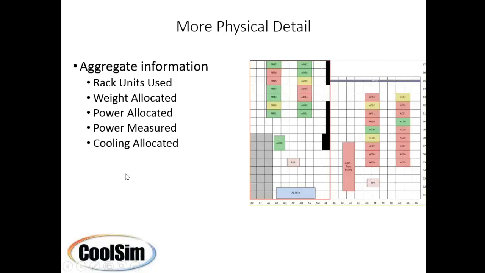So this is just an example of showing more physical detail. This is typically how you would draw out a small data center. We have an aggregate of the information: how many rack units are used, how much weight is allocated. That's an area that I think a lot of people overlook, especially in the smaller data centers, is even thinking, well, how much weight can I put in this rack before my floor collapses? How much power you allocated versus how much you've measured, so you don't have downtime because you overloaded a circuit. Right. And then how much cooling you've allocated. Right.